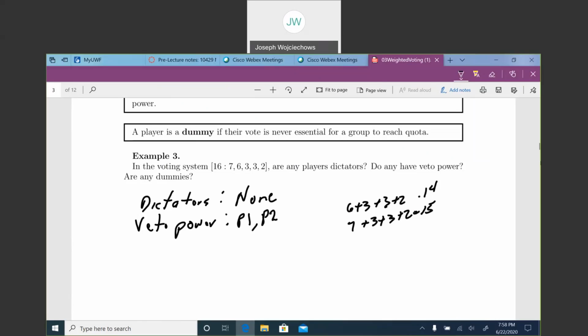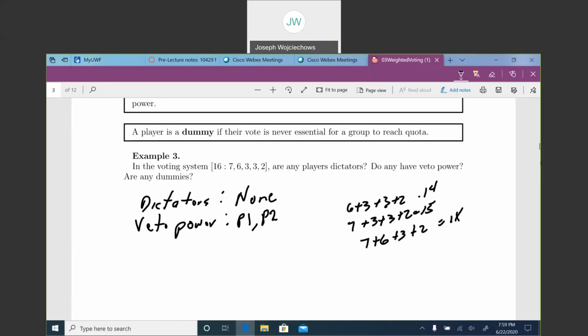So what about player 3? Well, let's see. If player 1 agrees, and player 2 agrees, and player 4 agrees, and player 5 agrees, we have 18 and it passes. So player 3 does not have veto power. Player 4 likewise would not have veto power because it's the same number of votes. And since player 5 has even less votes, it would not have veto power either.